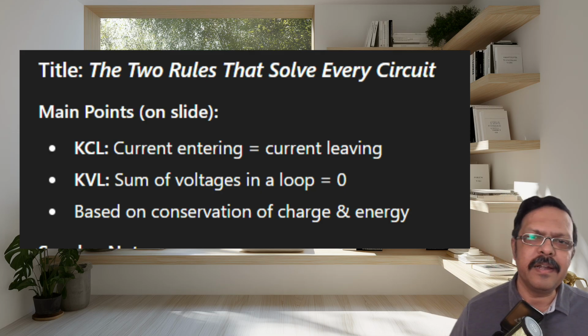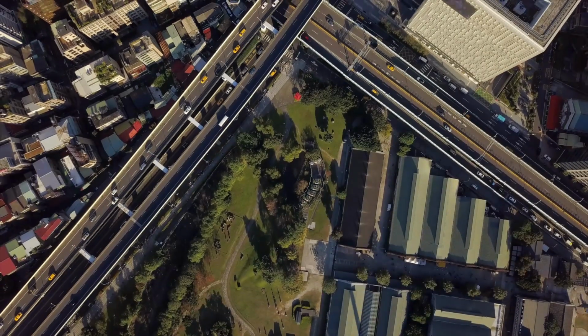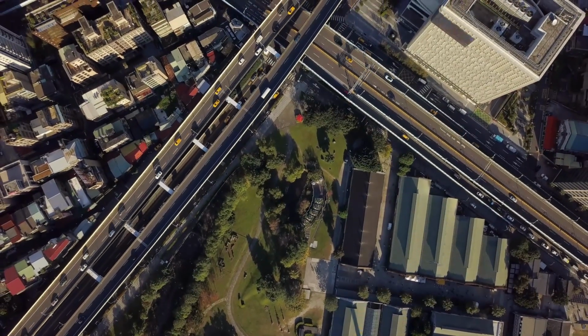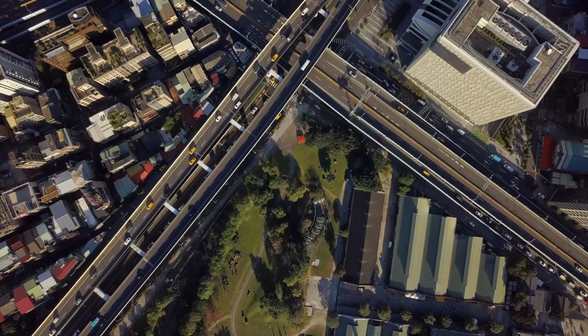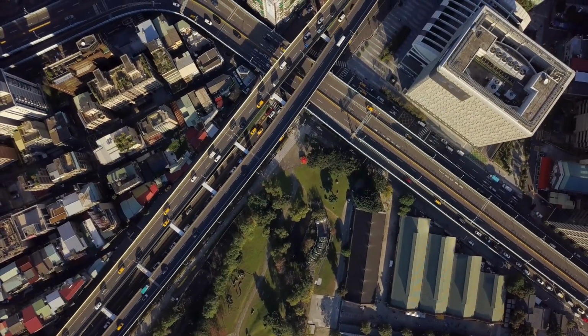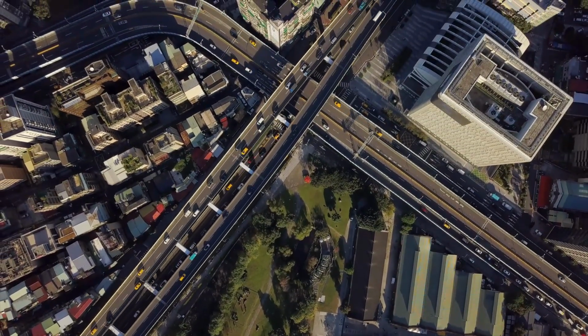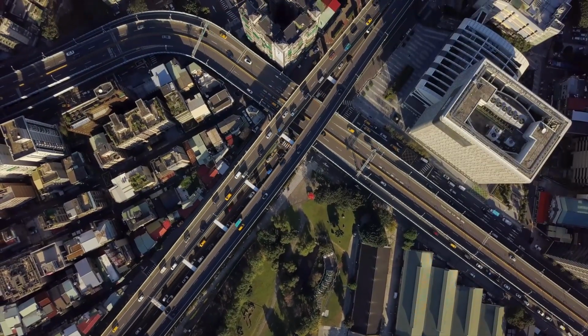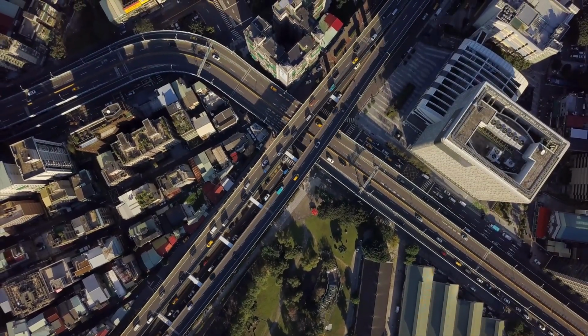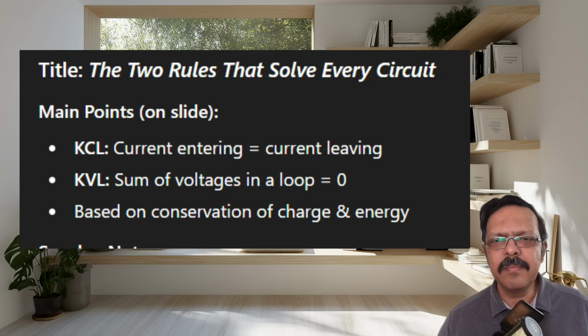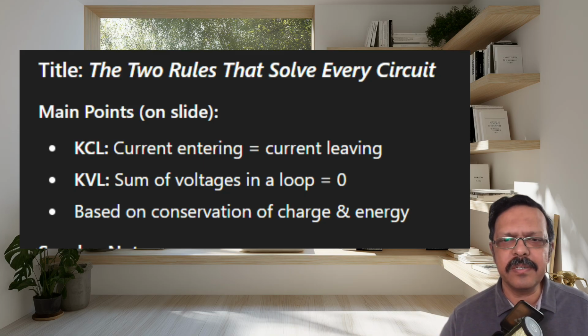So Kirchhoff's current law. Imagine a traffic junction. Cars come in and cars are going out, but they can't pile up in the middle. It's a junction. Cars need to keep moving. That's exactly what happens in a circuit. Kirchhoff's current law says that the total current entering a node must equal the total current leaving it. No charge builds up, no charge disappears.